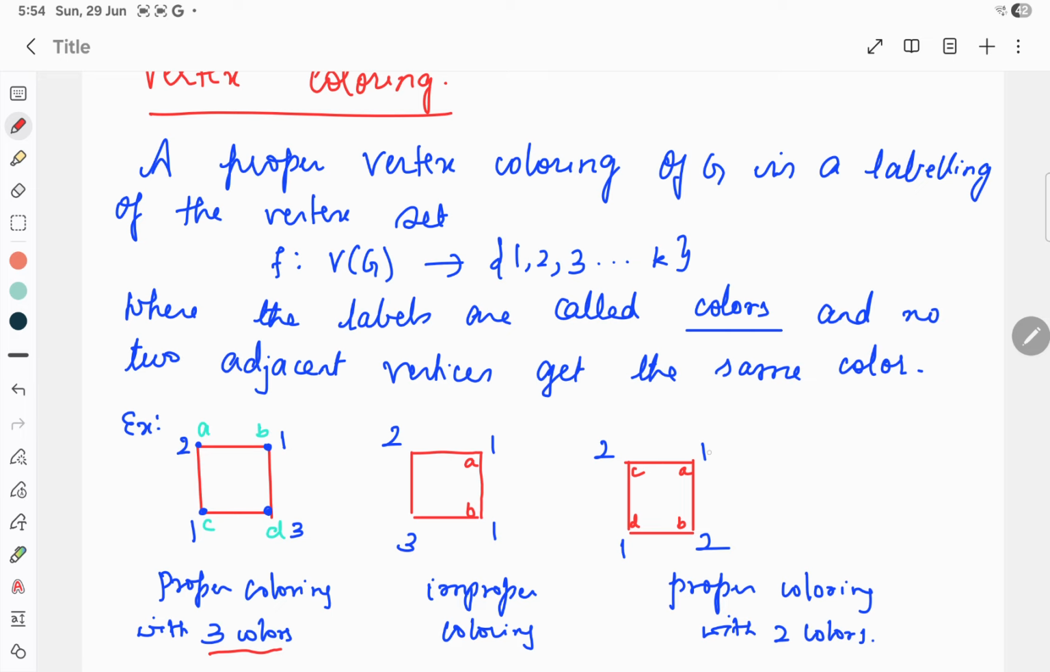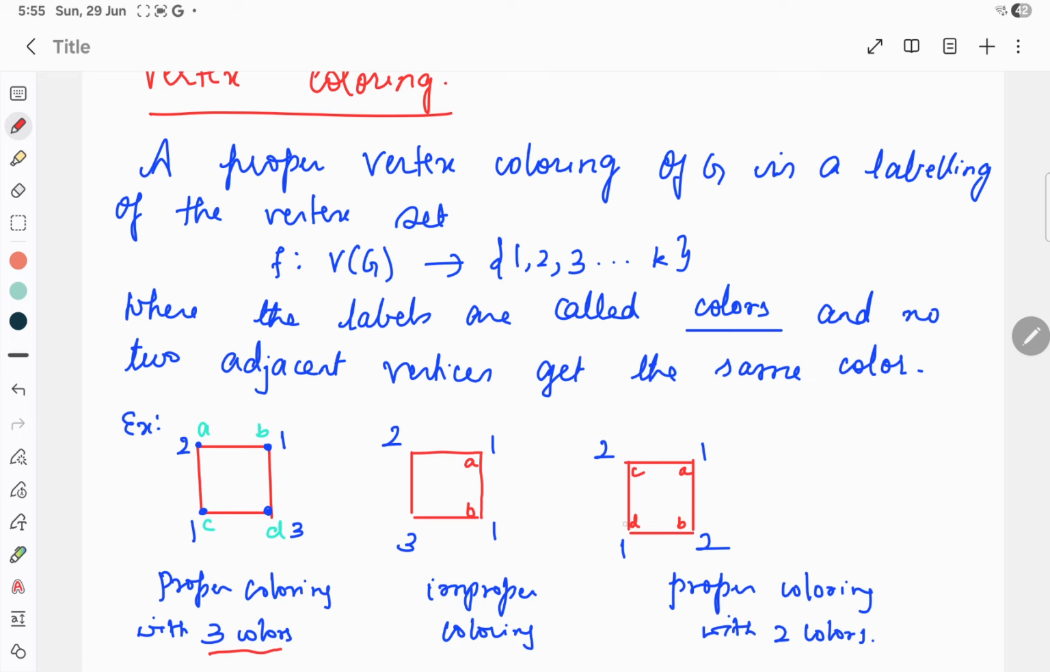Let me consider another coloring of the same graph. So vertex A is colored with color 1. Vertex B is colored with a different color 2, as B is adjacent to A, so I cannot use the same color 1 here. Now B is adjacent to D, so vertex D should be colored with a color other than 2. I can use color 1, as A and D are not adjacent. You don't find an edge between A and D. So it should be 1.